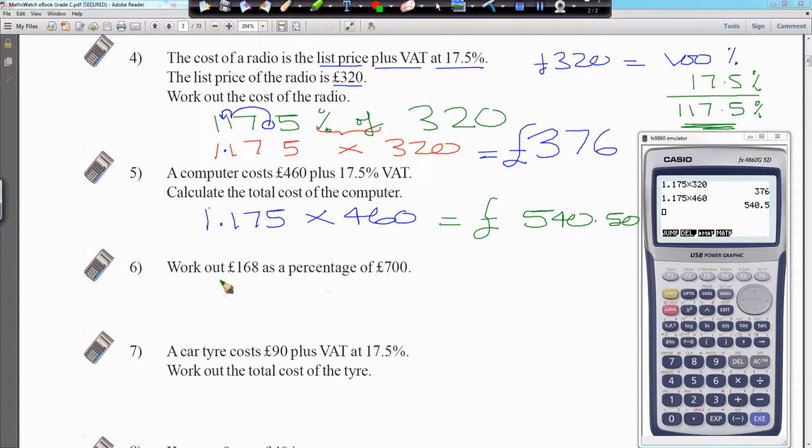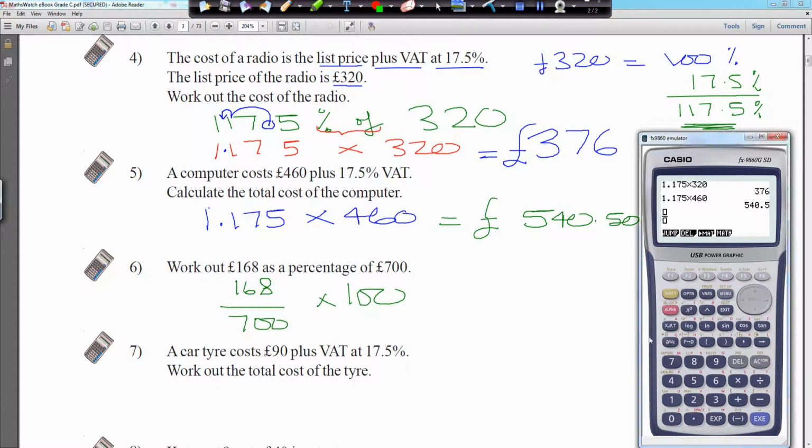The next question says work out 168 as a percentage of 700. Now this is a different style of question altogether. Let's have a go at this. 168 as a percentage means divide by, or out of, 700. That's a fraction. To change that into a percentage, we have to multiply it by 100.